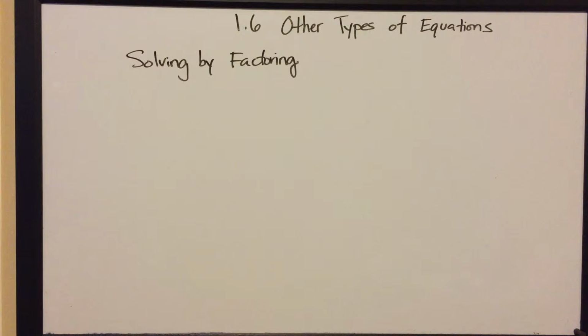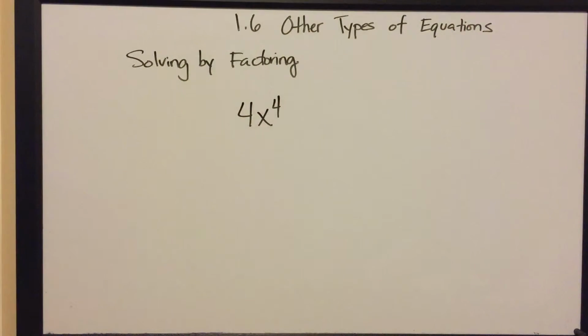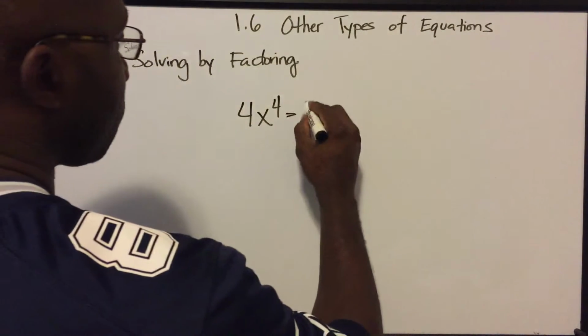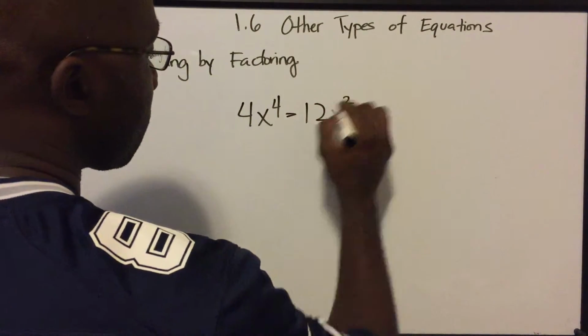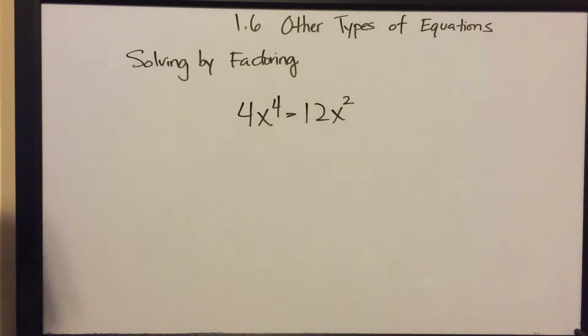One of the things to remember there is you want all your numbers with exponents and variables associated with them on one side and a 0 on the other side. For example, if we have 4x to the 4th power equals 12x squared, what we would like to do is bring this 12x squared over here and have the 0 on this side.